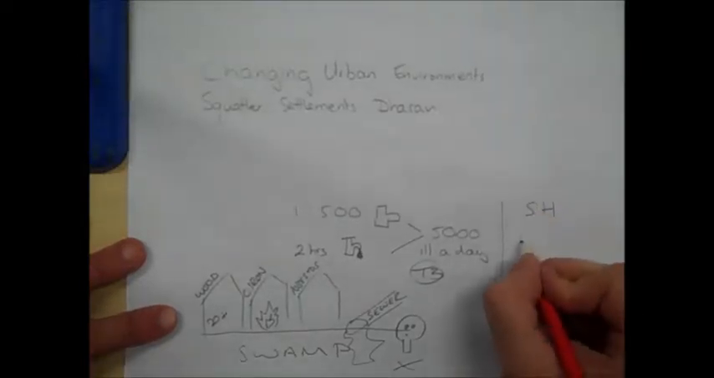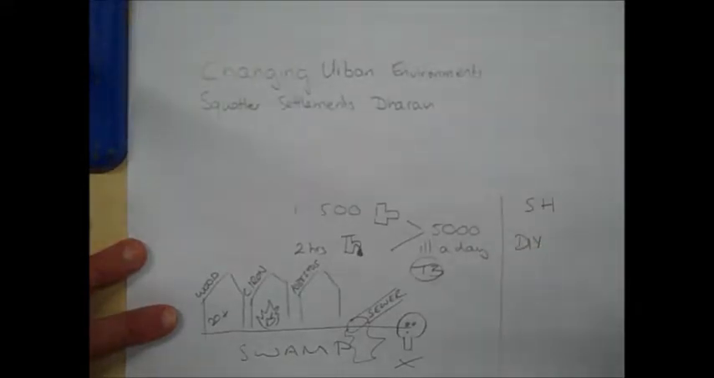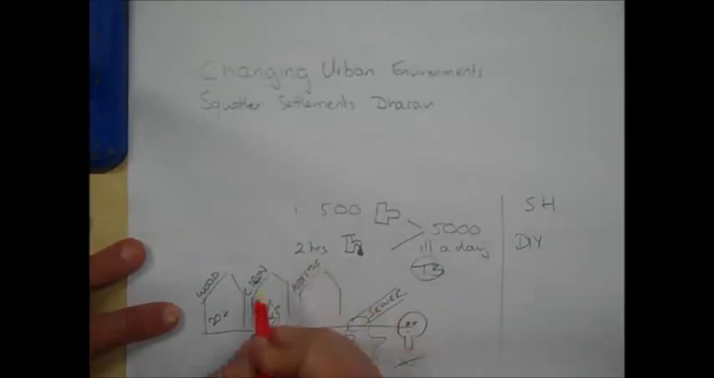We also have DIY. And this is where people, out of their own money and off their own backs, go and improve their homes. Common features of DIY are making the houses out of brick so they're less likely to collapse, or putting water butts on the roof so that they have 24-hour access to clean water rather than the 2 hours that they had before.